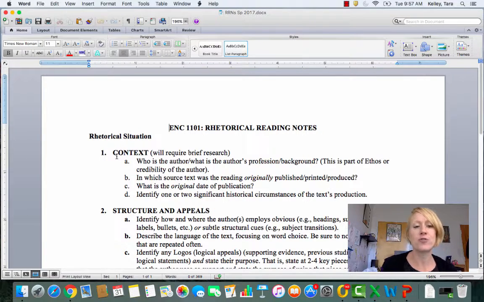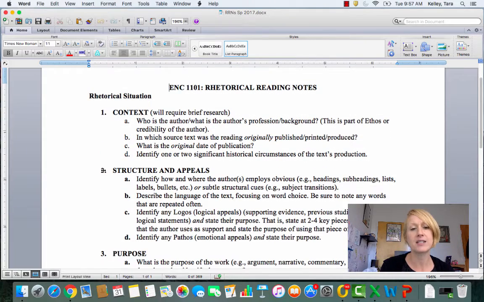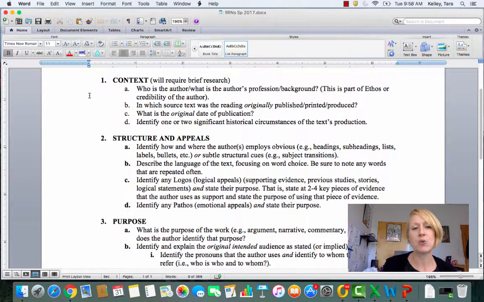In the first section of the rhetorical reading notes, we look at context. So in context, which is number 1, we have A, B, C, D. We will think about who the author is and what the author's professional background is. This is part of ethos, or the credibility of the author. So if you remember from the UNF Guide to Writing, you read about rhetorical situation. You also read about ethos, logos, and pathos.